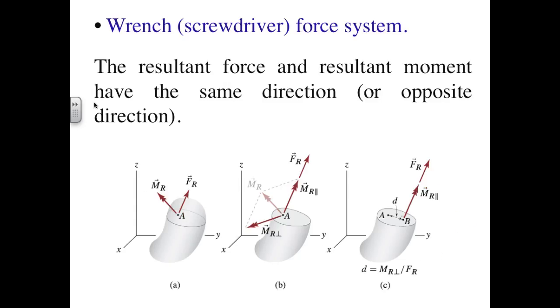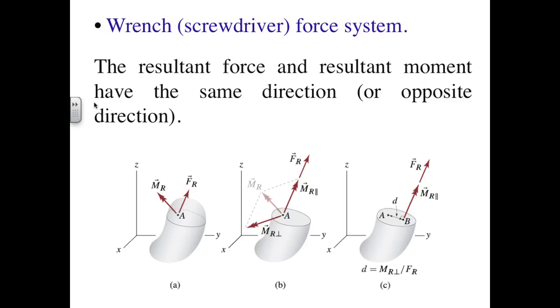The final special force system is the wrench. This is not so much a special system as the general representation of the simplest reducible form of any arbitrary combination of loads. We begin as before by picking a reference point A and finding the resultant force and resultant moment at that location.